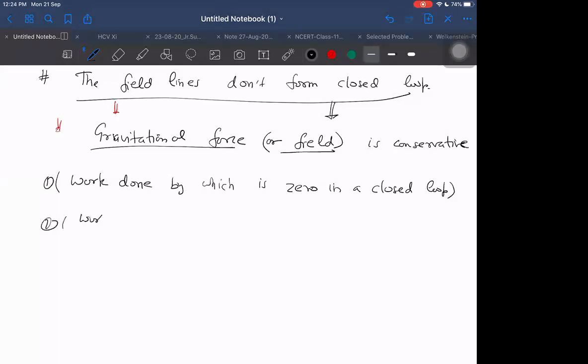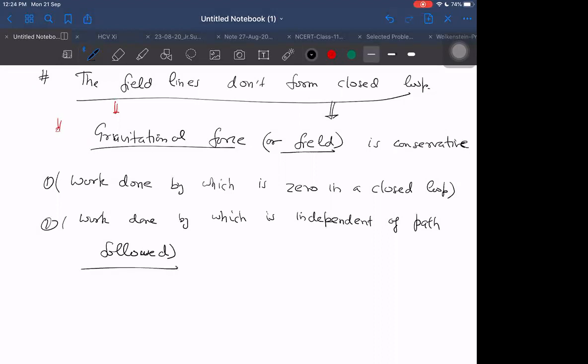Or the work done is independent of the path followed. Such field lines and such forces are called conservative forces. Or we can say the forces which originate from a source or end at a source, like mass. If they are ending at a mass or originating from a mass, then those field lines are automatically conservative field lines.